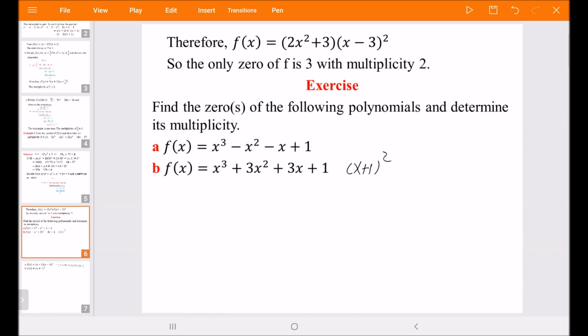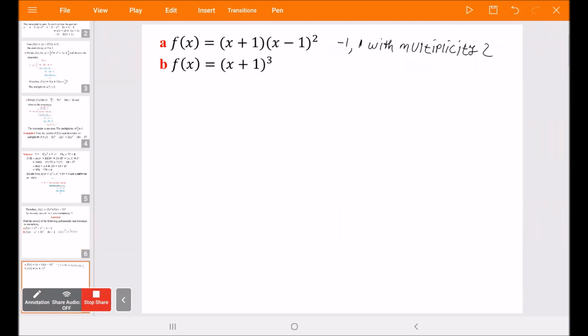Divide f of x by x plus 1 the whole square, whose expanded form is x squared plus 2x plus 1. Now, the quotient obtained when f of x is divided by x squared plus 2x plus 1 is x plus 1, and its remainder is 0. That means f of x is equal to x plus 1 to the power of 3. So this polynomial has only one zero with multiplicity 3. Minus 1 is the zero of this polynomial with multiplicity 3.